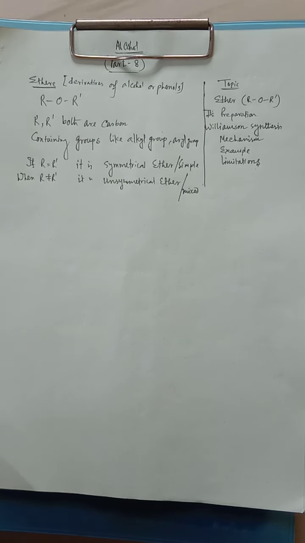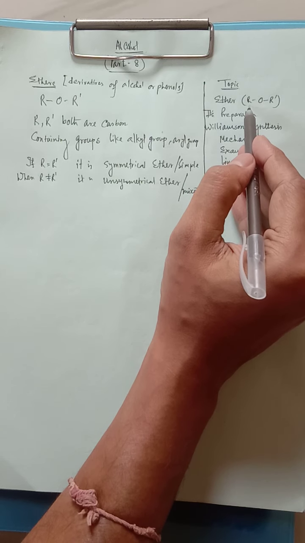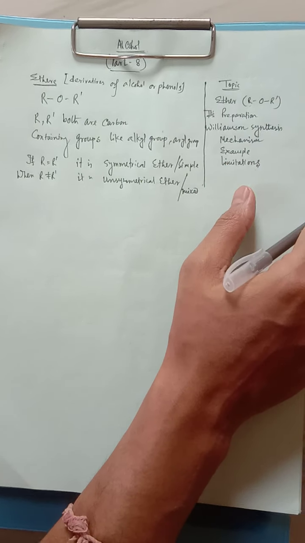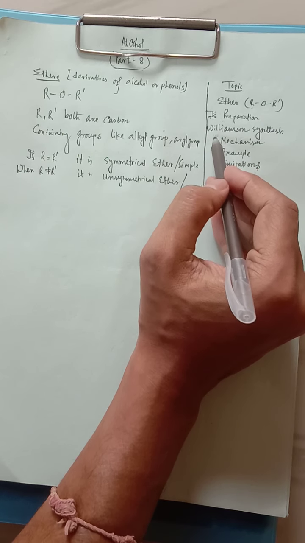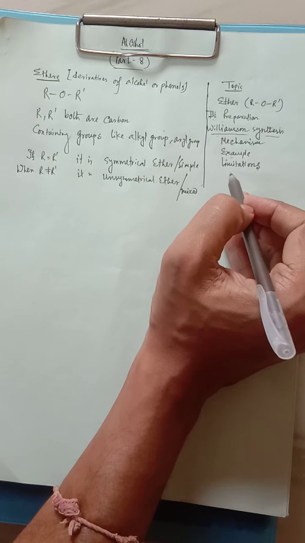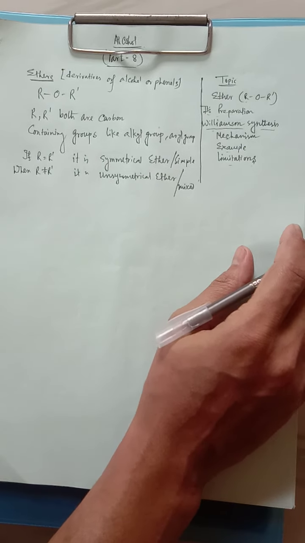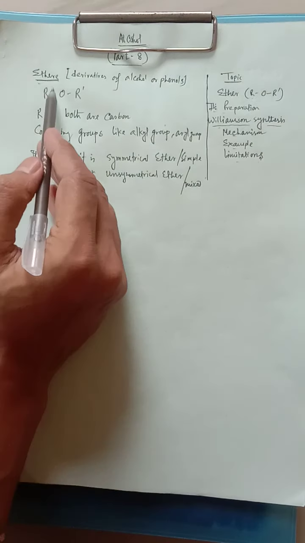In part 8 of alcohol, we are going to discuss ether, in general formula, that is RO R dash. Its preparation we will discuss here, mainly Williamson synthesis, its mechanism, example, as well as its limitation. Very important one. Before that, some introduction of ether.